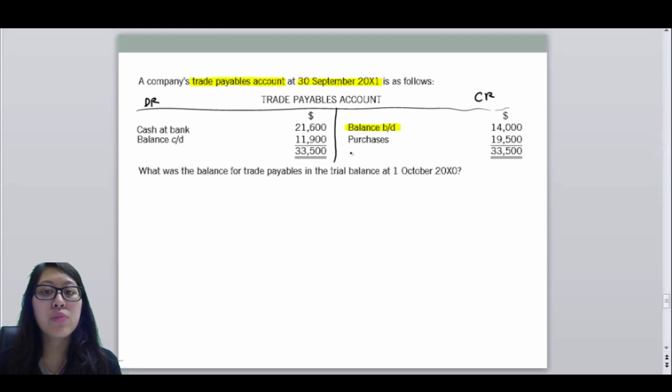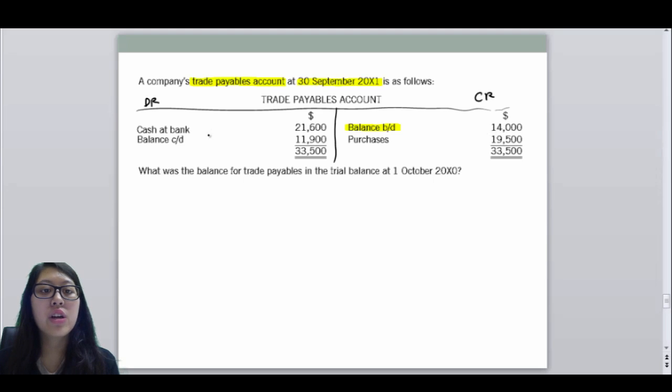Okay, so the balance brought down is going to show us the figure of the trade payables at the beginning of the year. In this case, it's $14,000. So we owed trade payables $14,000 at the beginning of the year. Trade payables is normally a liability and is a credit figure. That's why the balance brought down is on the credit side.